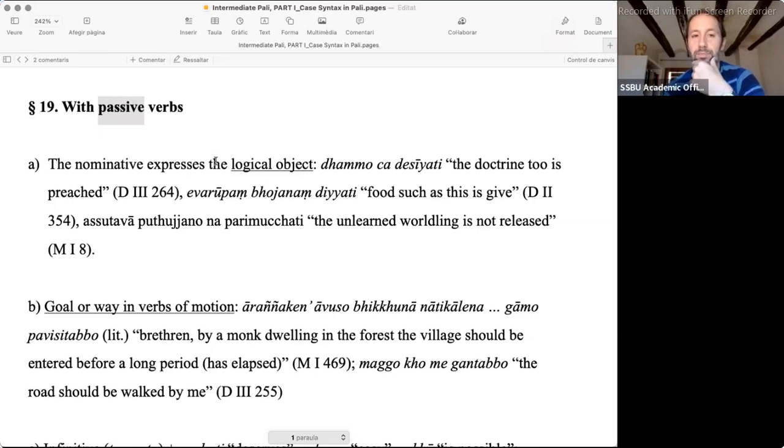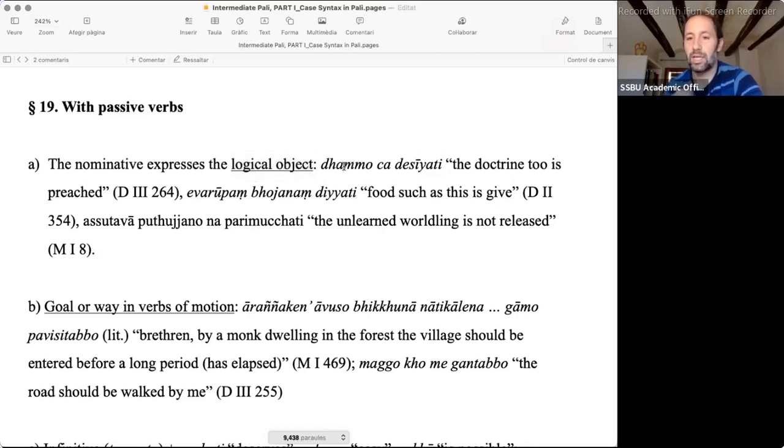But the subject, the grammatical subject, like dhammo desiyati, the doctrine is preached. So dhammo desiyati, the doctrine is taught or is preached. Here dhammo is the subject, the passive subject. The patient subject. Sometimes you will see that concept, the patient subject. But it's still the logical object. That is what is being taught.